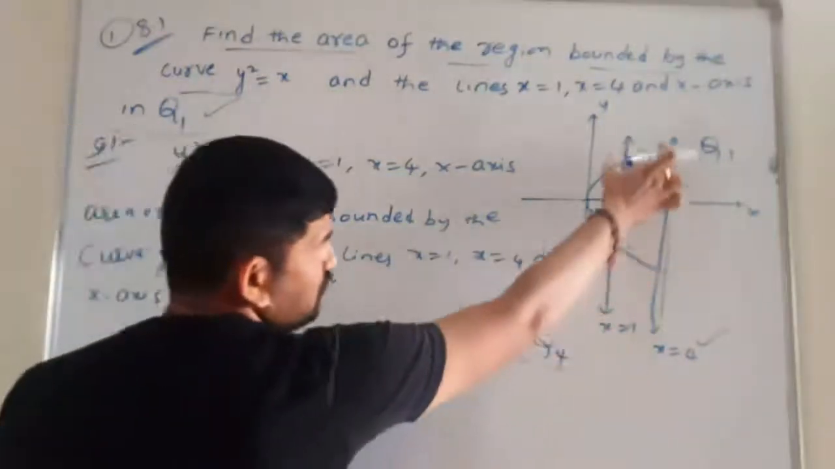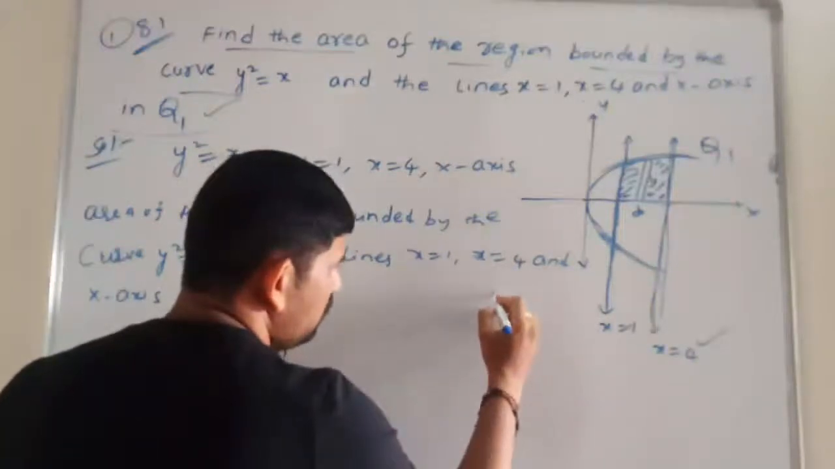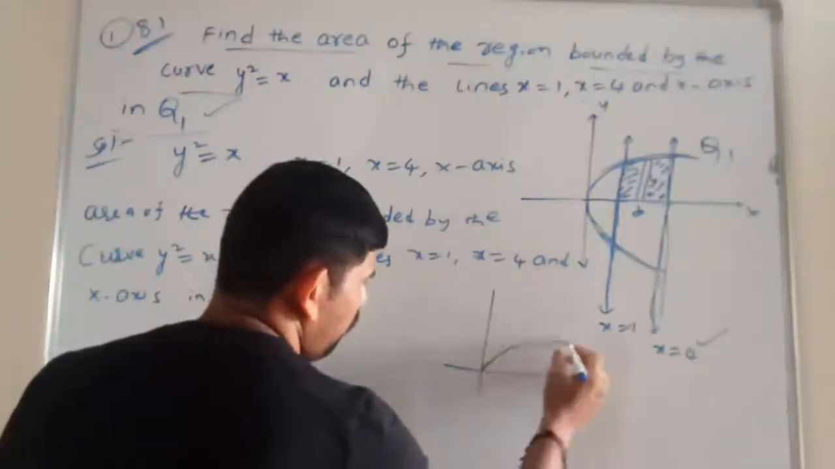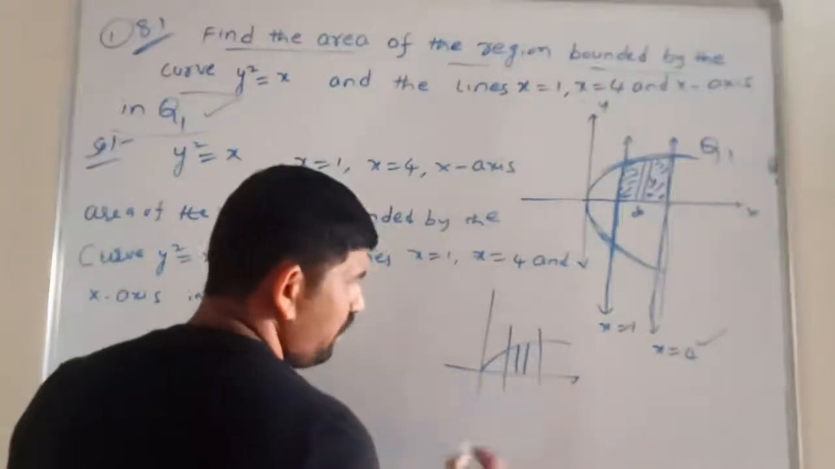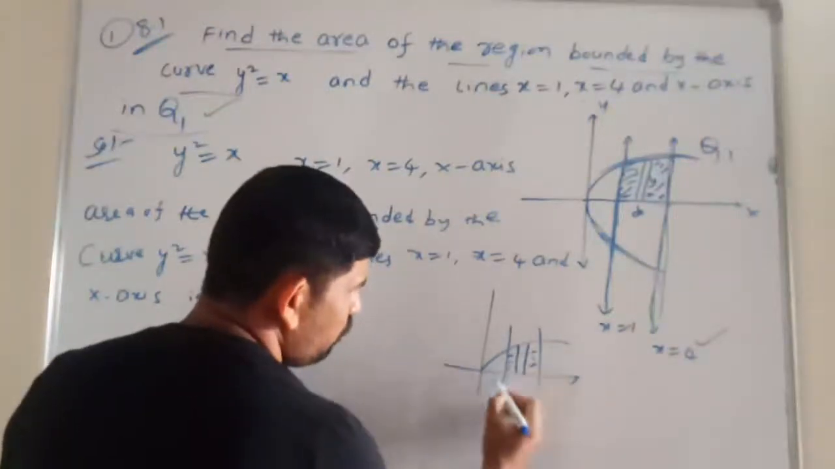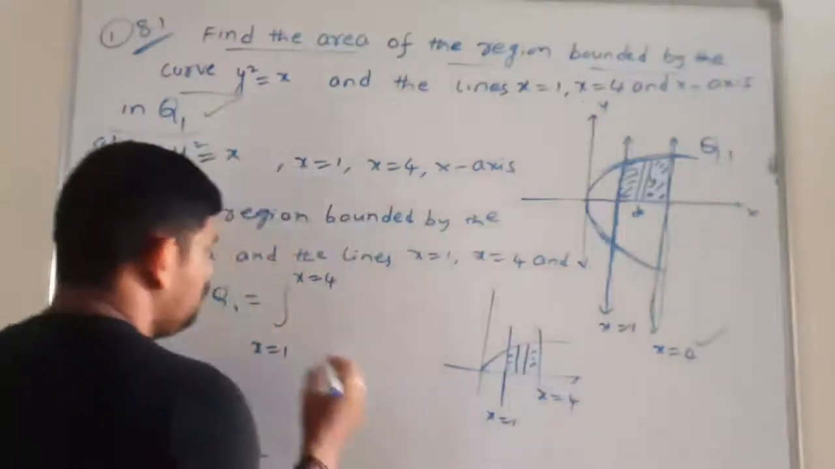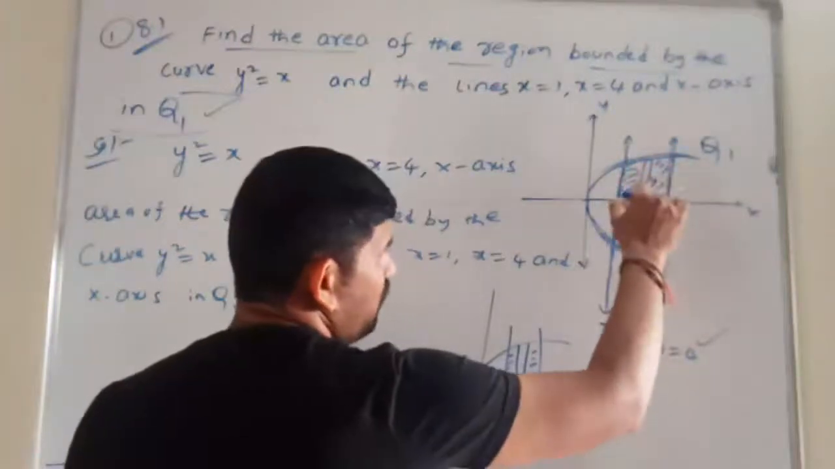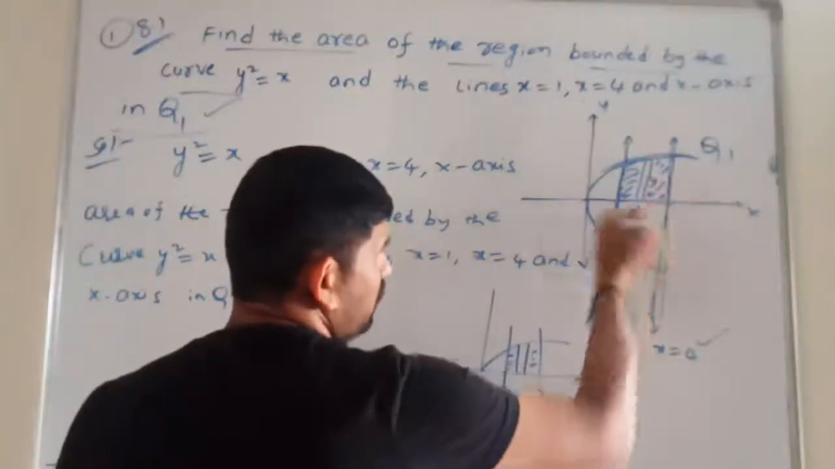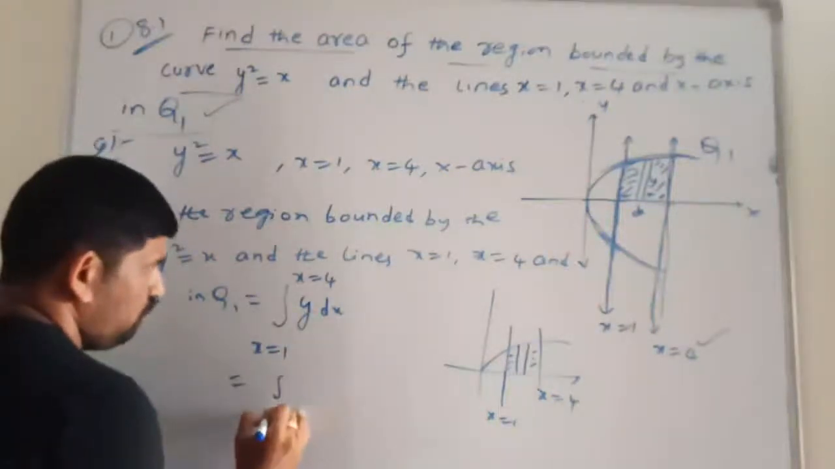See students, this is the part. Just I will draw this one, I will show you. Yes, we are finding the area of this part. In this, the lower limit is x is equal to 1 and x is equal to 4 is the upper limit. And one more thing, the strip is the vertical strip. That's why y is the length and dx is the width, y into dx, integration 1 to 4.